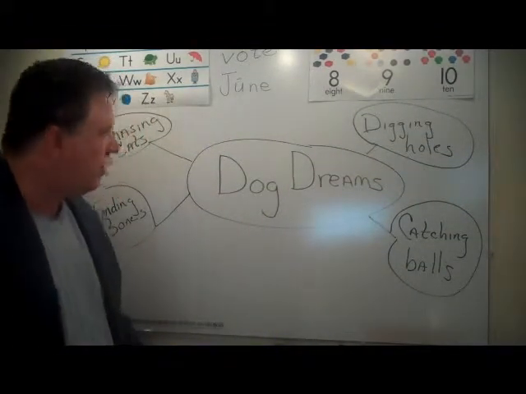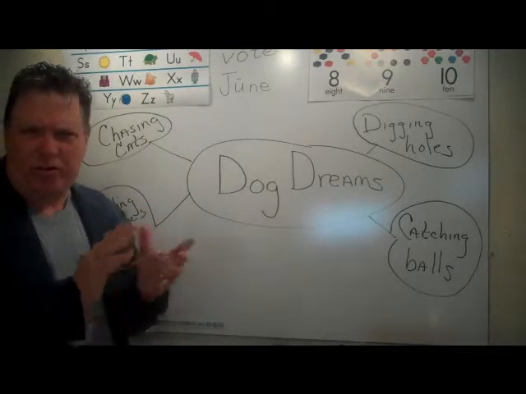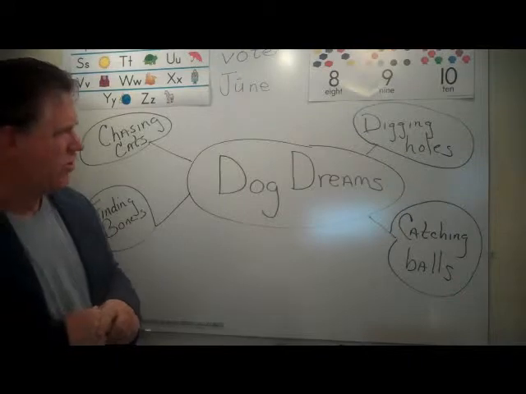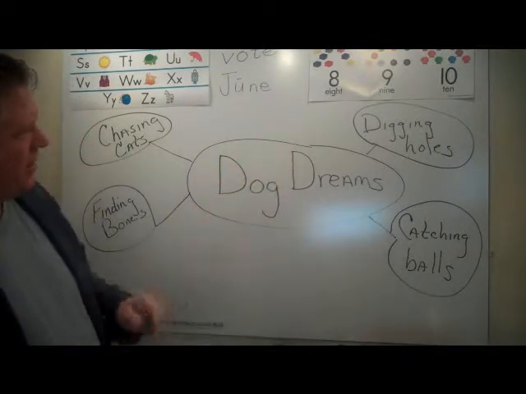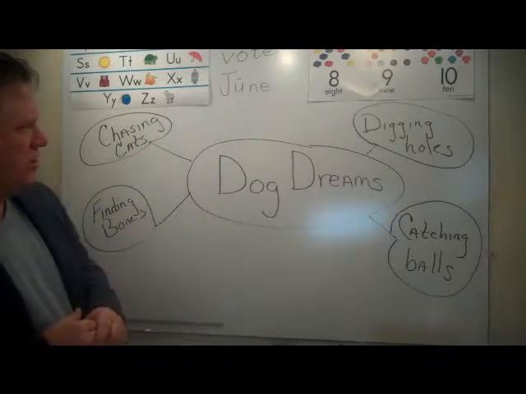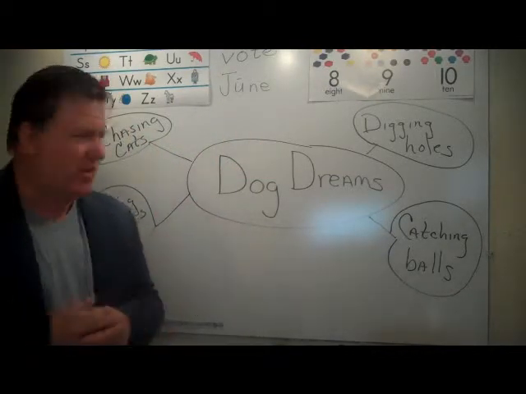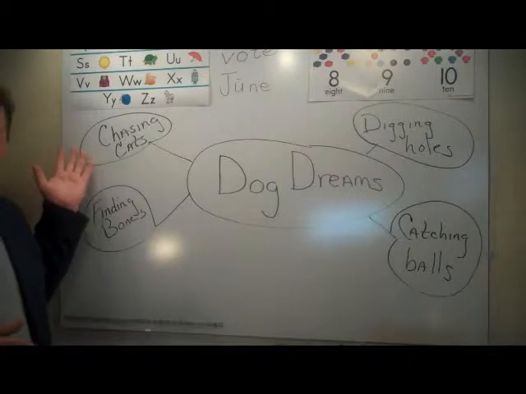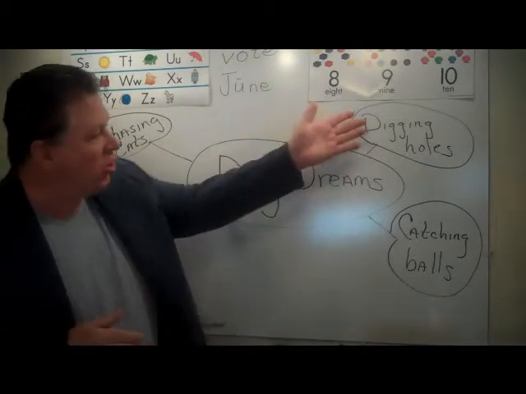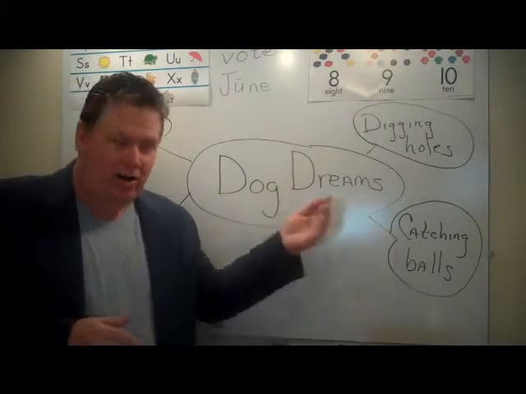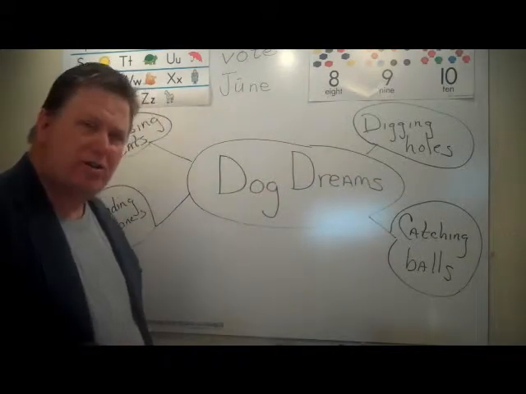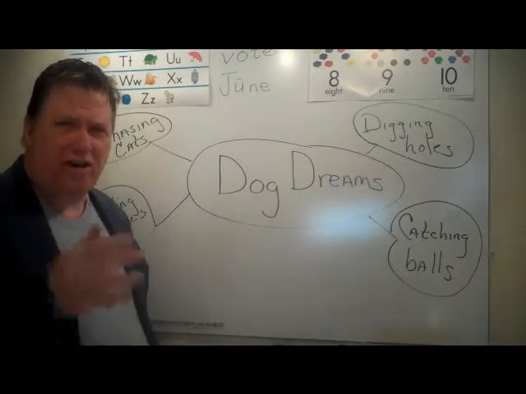Okay, today we will continue with our integrated read aloud, and we have our graphic organizer about our story today. And the main idea is dog dreams, and we can connect certain things to the dog dreams. Some of the dreams that dogs might have would be chasing cats. Another one might be finding bones, digging holes, or catching balls. Okay. That is some of the things that we're going to be talking about today as far as dogs' dreams go in our story, Oh, What a Nap.